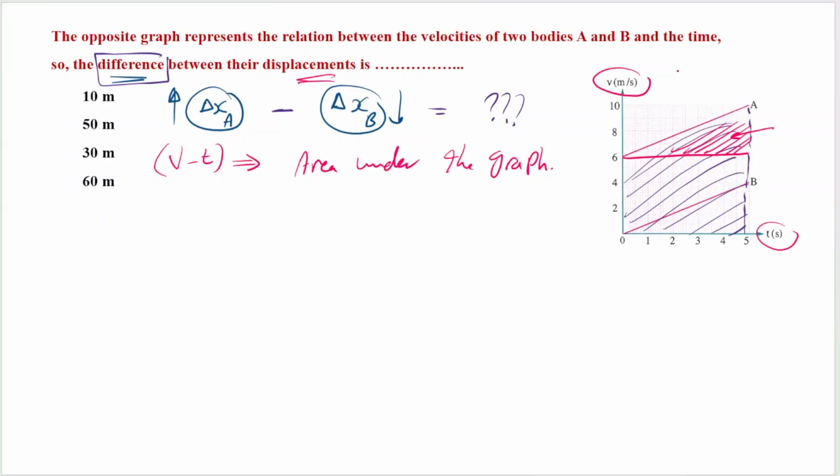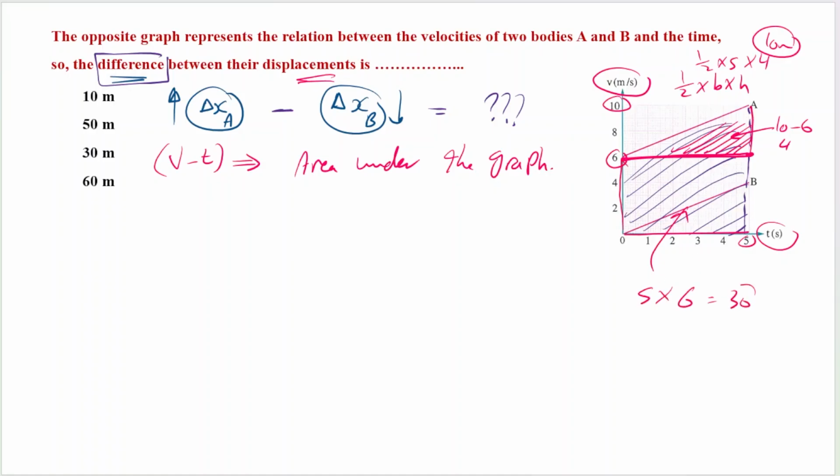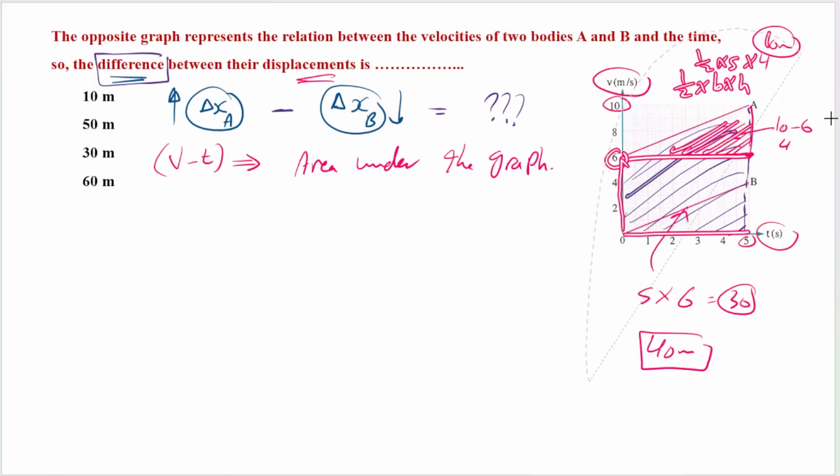The area of the triangle is equal to half times base times height. Base is equal from 0 to this number, it's 5. Height is from here, which is 6, to there, which is 10. So 10 minus 6 is equal to 4, so it's 4. So this will be 10 meters. Then the area of this one is equal to the length, which is 5, times the width, which is 6, so it's 30. So 30 plus 10 is equal to 40. Okay, but I don't like this way of thinking.